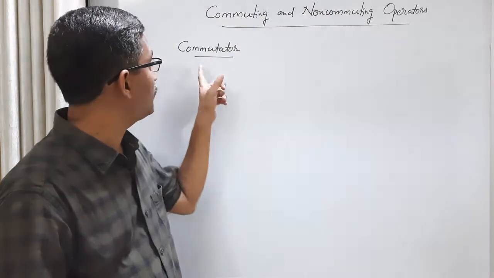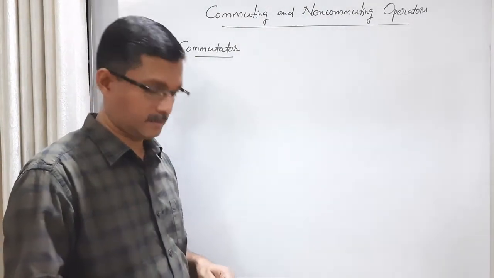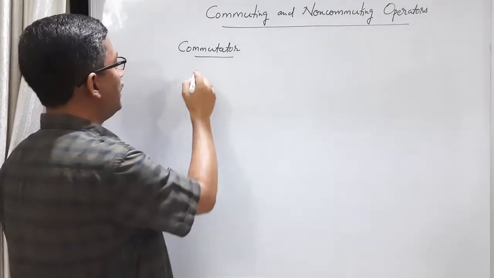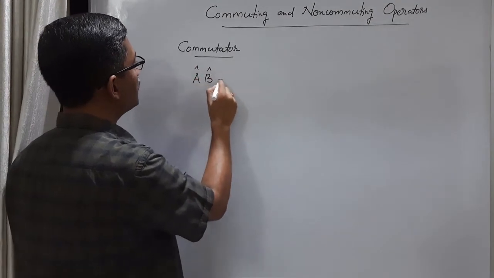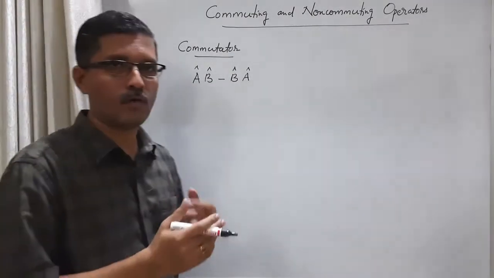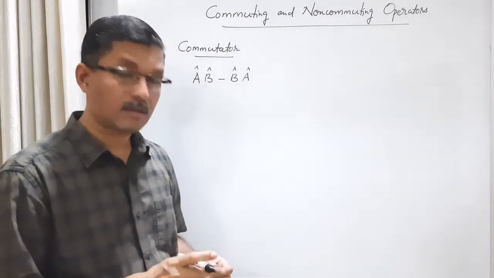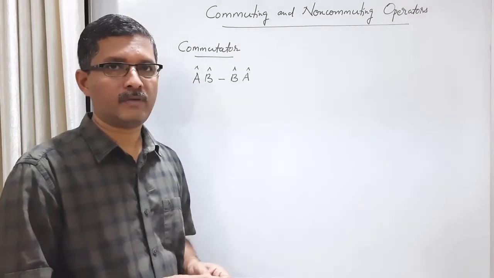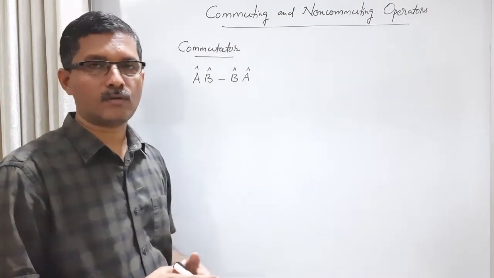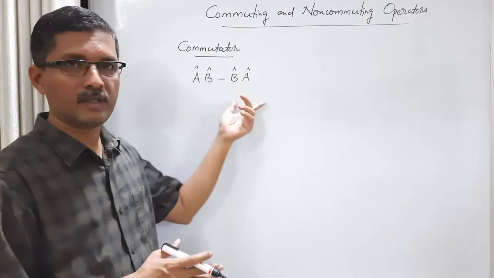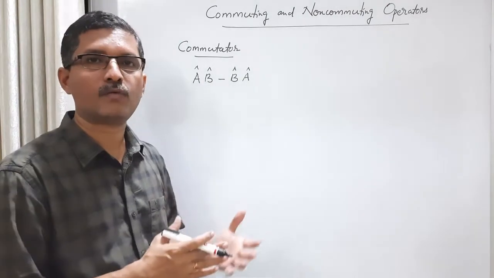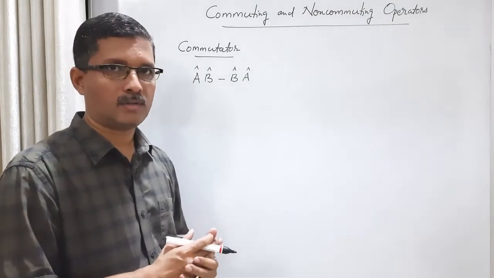Let us see what is the idea of this quantity, the commutator. Now we can see that if there are two operators A and B, then this quantity AB minus BA is a measure of whether two operators are commuting or non-commuting. For commuting operators, AB equals BA, that means AB minus BA is 0. For non-commuting operators, AB is not equal to BA, that means AB minus BA is non-zero. So this quantity AB minus BA is a measure of whether two operators are commuting or not.